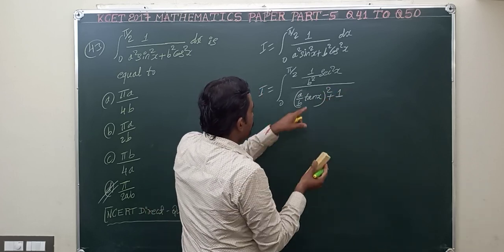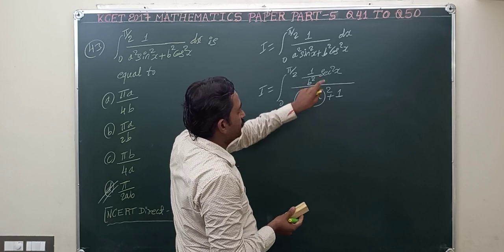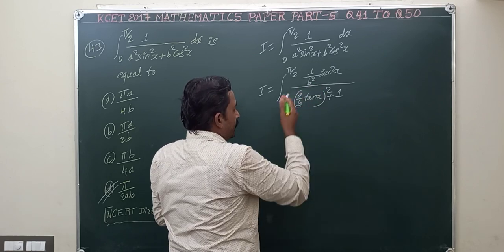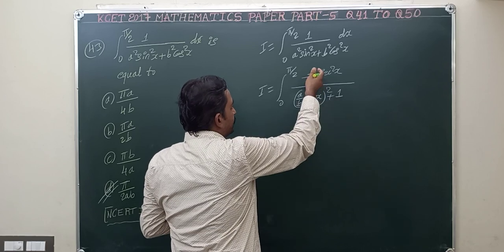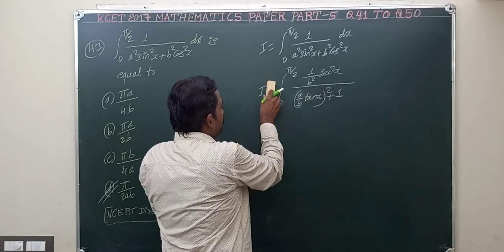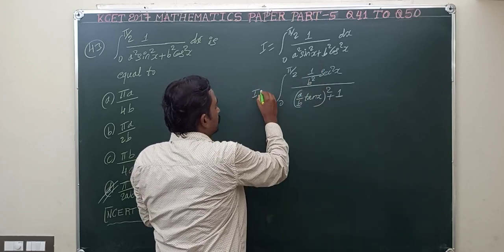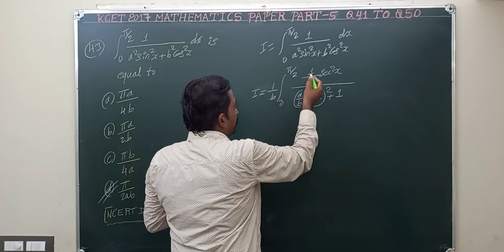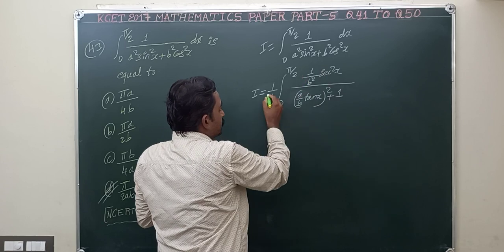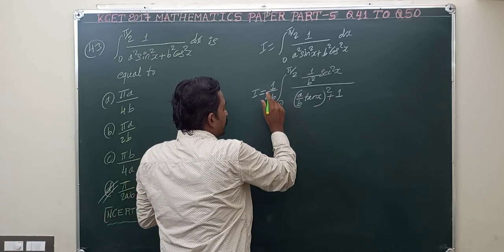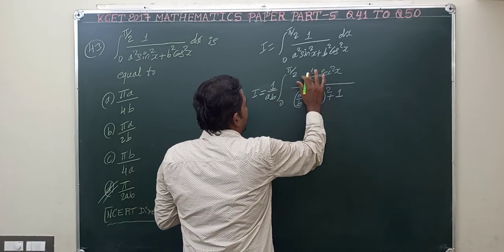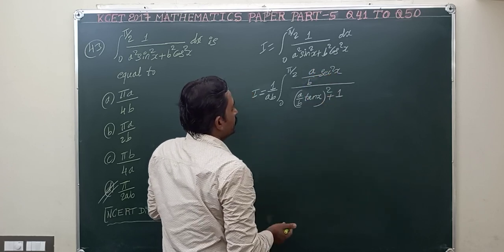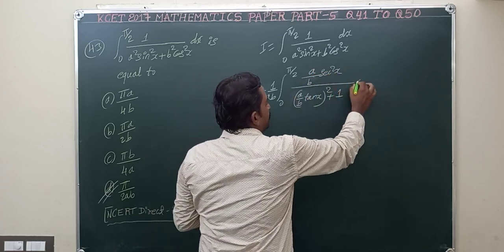Here, the differentiation of a by b tan x, present in the numerator, is a by b secant square x. This can be written in this form: b is there, so take 1 by b outside, and a is essential, so divide by a and multiply by a. So it becomes a by b secant square x with respect to x.